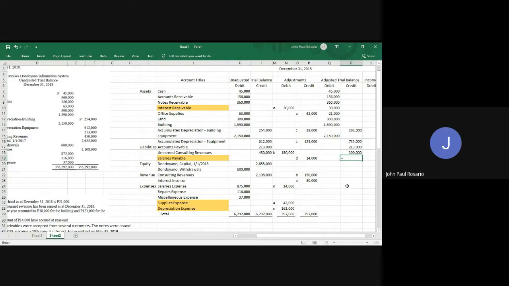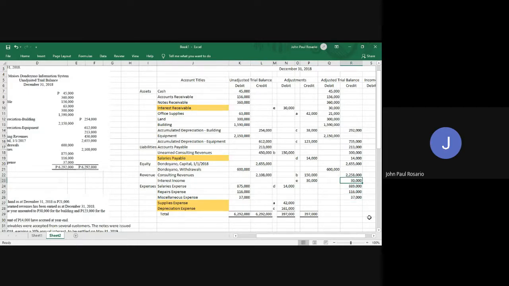So, salaries payable, naa siya isa ka credit lang. Wala siya diri sa una, naa siya credit dayon. Okay. Capital, kopya lang. Withdrawals, kopya lang. And then, consulting revenues, naa siya credit. And then, nadungagan siya og isa ka credit sa adjustments. Okay? Interest income, nadungagan siya during sa adjustment lang. And then, atong salaries expense, naay isa ka debit sa unadjusted. And then, nadungagan siya isa ka debit sa atuang adjustments. So, add. Repairs expense, kopya lang. Miscellaneous, kopya lang.